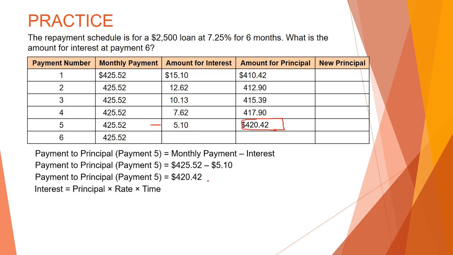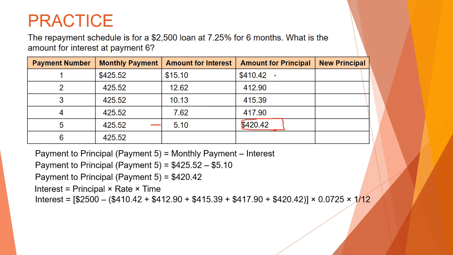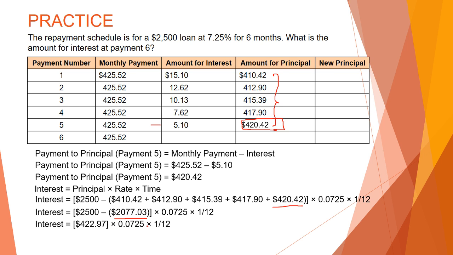Now we can use that in order to find the interest. So same formula as before. This time we can add all of these numbers. This is why we need it, because that was part of the principal as well. Multiply by 0.0725 times 1 over 12. Alright, calculate inside parenthesis. That is $2,077.33. Subtract, we owe $422.97. Multiply that by 0.0725 times 1 over 12.